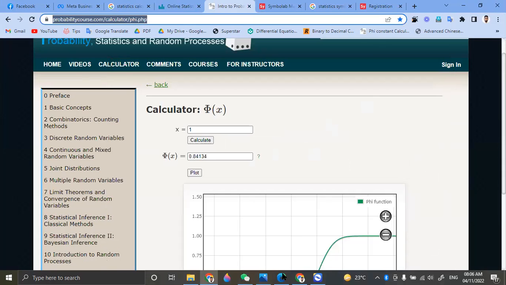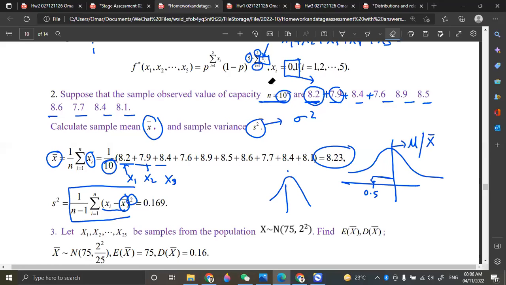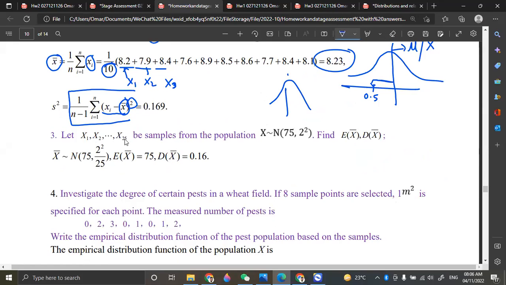And now let's continue from here. So I think this one is clear, right? Number 3: let x1, x2, up to x25 be samples from the population X, which follows a normal distribution. So here it is mu, and this is sigma square, okay? Find the expectation of x mean and the variance of x mean, where x follows the normal distribution.